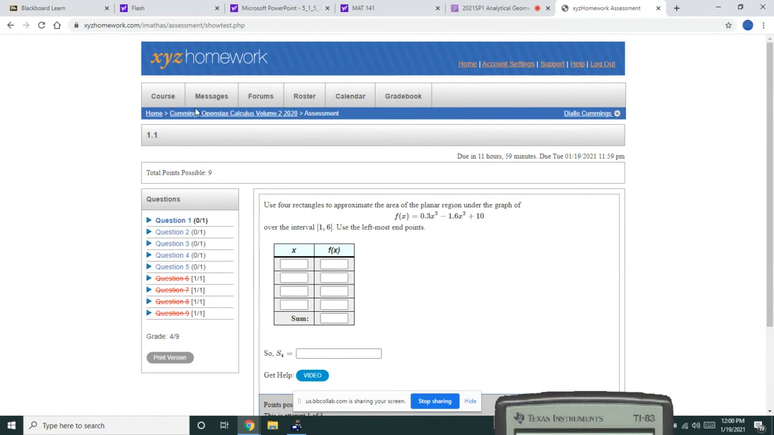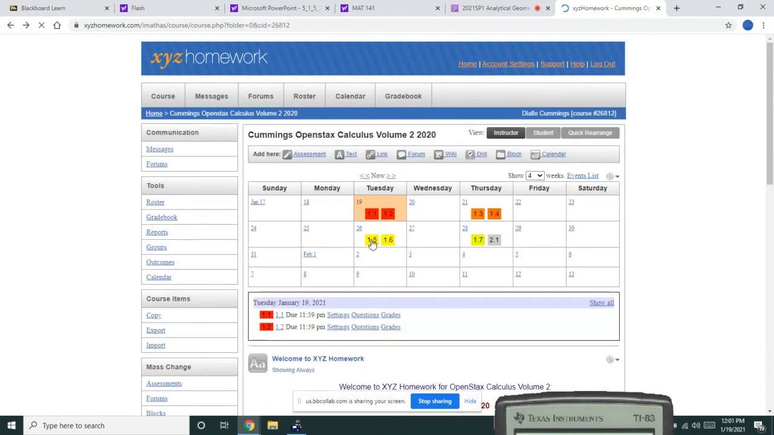Everything in the section 1.2 homework looks to be just about right. Even though these assignments are set to be due at 11:59, they still will remain open after the due date.